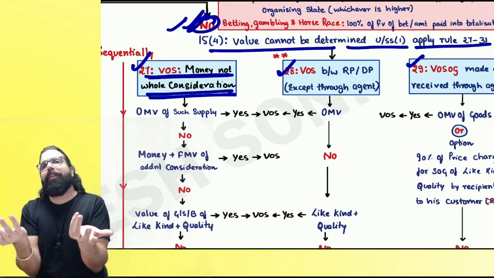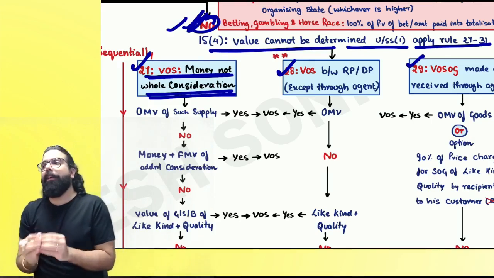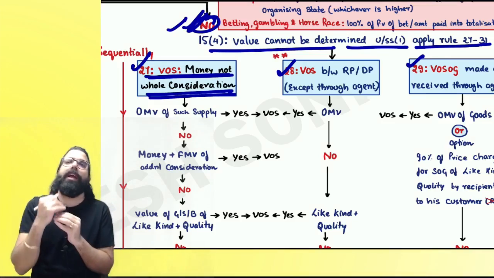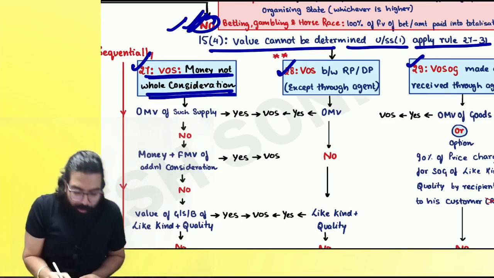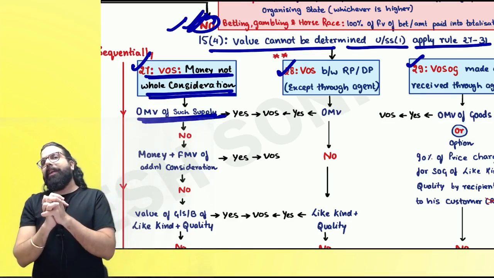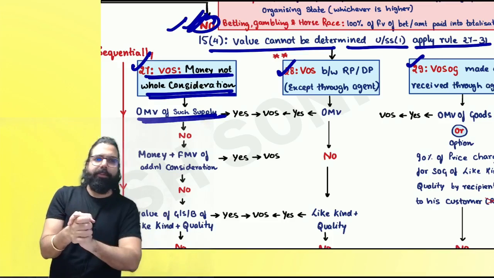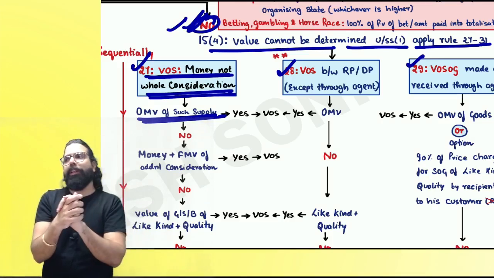Now what is the value of my supply? The value of my supply is what? They are telling Ramesh, if you supplied to someone and you supplied to someone else also, then the open market value of such supply will be taken. For example, I gave the class to, sir, what is your name? Sri. I gave it to Sri for 10,000.